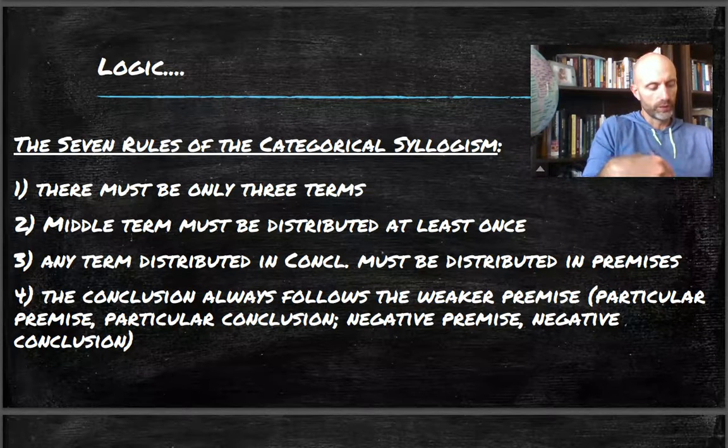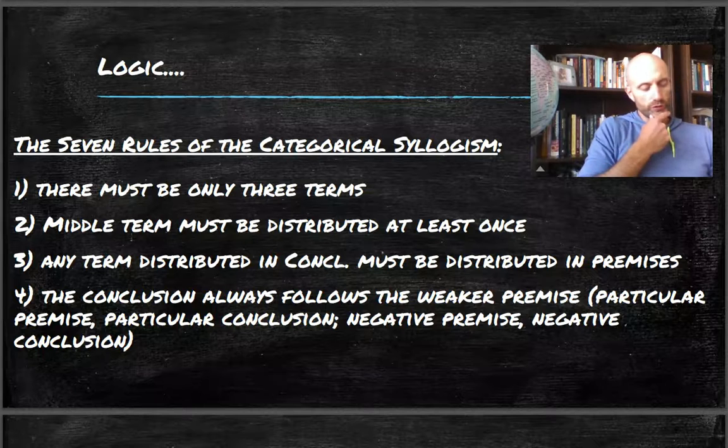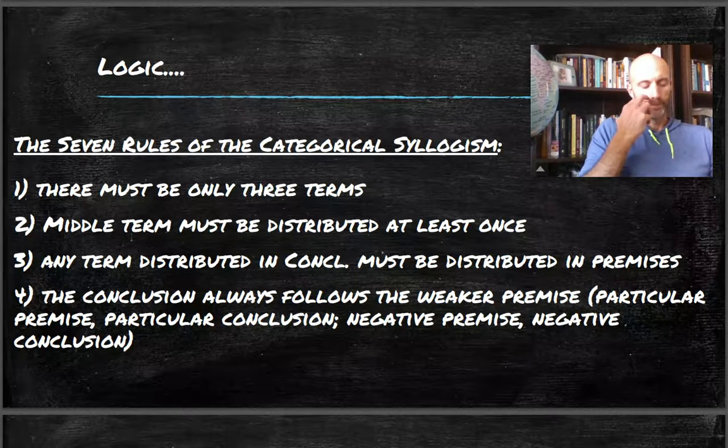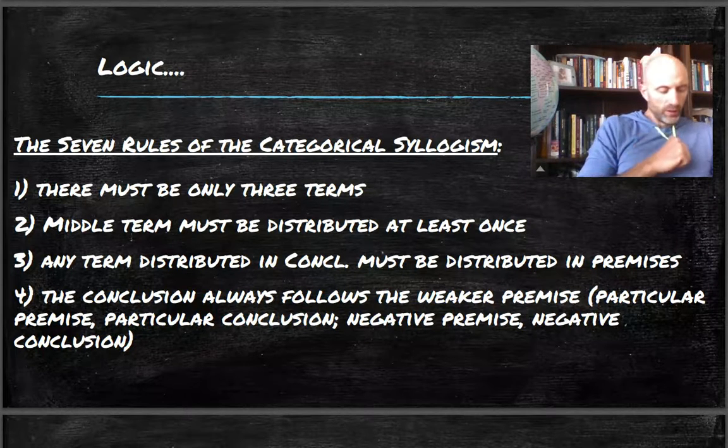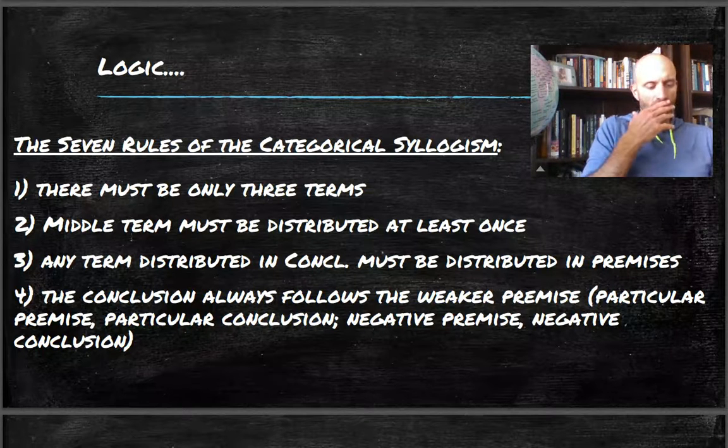That's the 4-term fallacy. Now the second rule is the middle term must be distributed at least once. And again, remember when we talk about distributed, we're talking about all of a class. Whatever the particular middle term is that's being used there, you want to include all of its class at least once, either in your major premise or in your minor premise. It has to be distributed at least once.